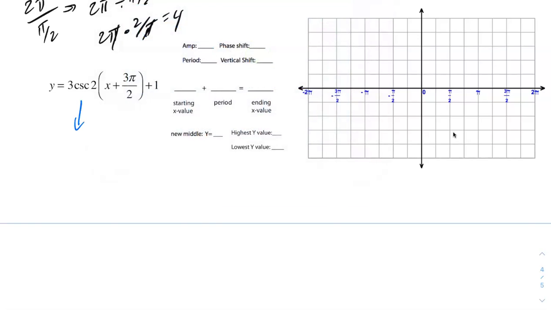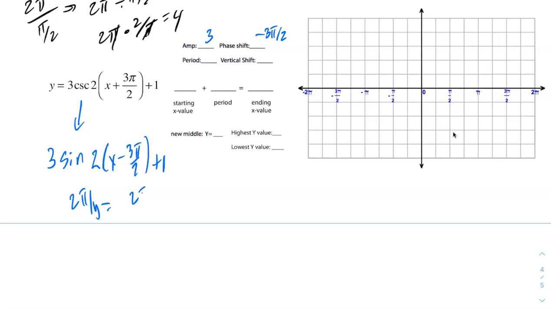So again, all we have to do is graph the reciprocal function, so it's sine in this case. So my amp is 3, my phase shift is negative 3 pi over 2. My period is 2 pi over b. My b here is 2, so just pi. My vertical shift is right there, 1. So all that good stuff. Amp 3, period is 2 pi over b, phase shift inside is the opposite, and my vertical shift is out there.